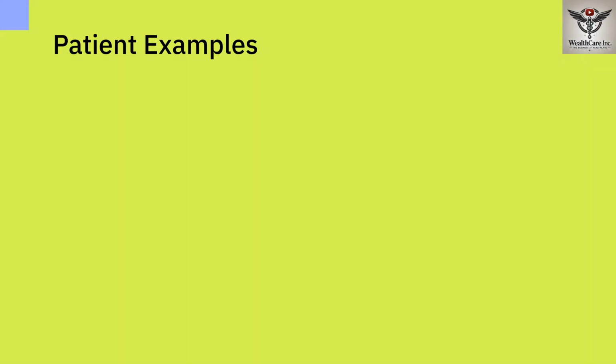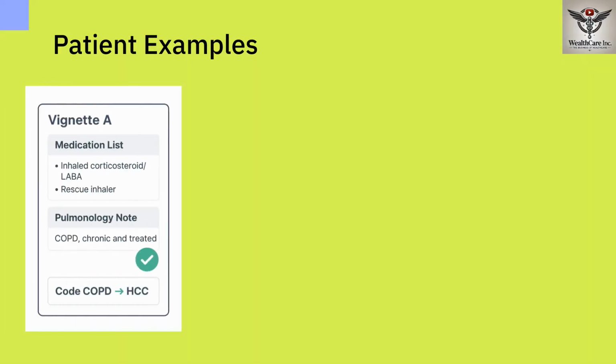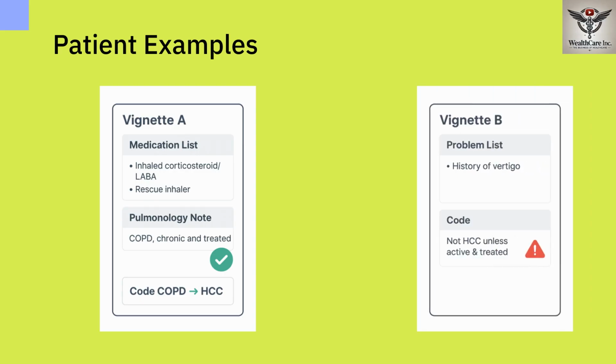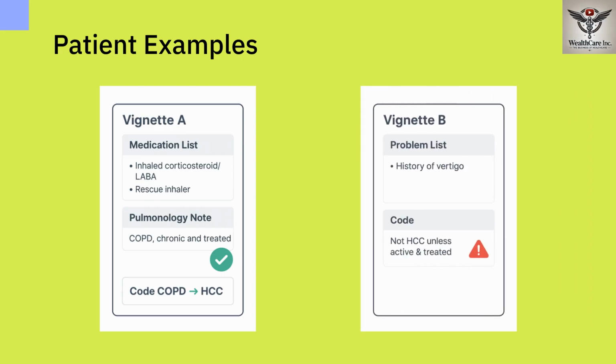Let's review 2 short vignettes for practice. In Vignette A, a patient has repeated prescriptions for inhaled corticosteroid/long-acting beta agonist, rescue inhaler fills, and a pulmonology note stating COPD chronic and treated. That's solid. Code the COPD and map to the HCC. For the next example, a patient has intermittent dizziness listed as history of vertigo. No current meds or specialist follow-up. That's likely not HCC worthy unless the provider documents active vestibular disease or treatment.